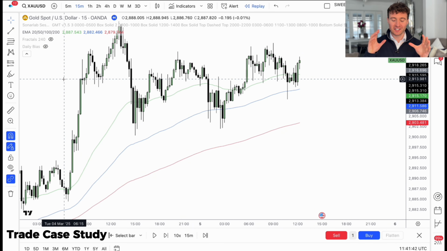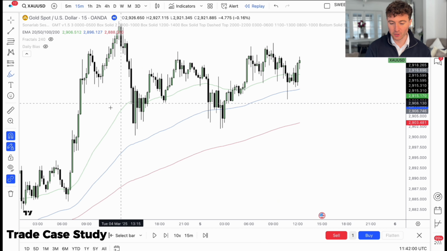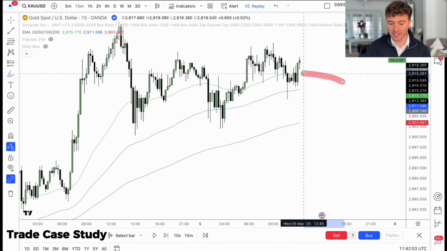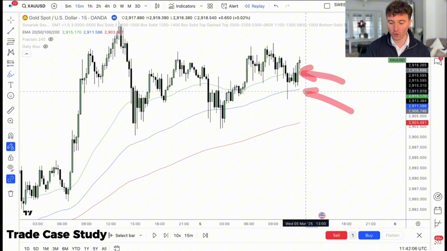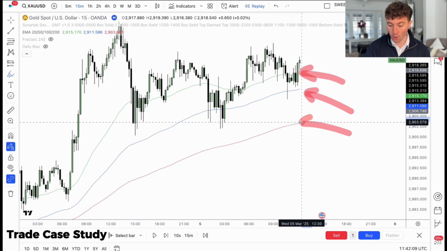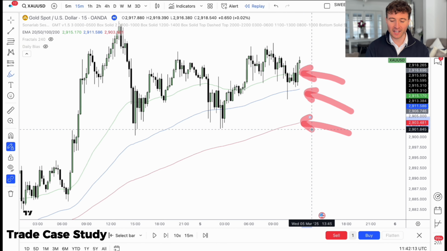You know, we're not looking at taking entries directly off of the EMAs, but we are just using them as an objective way to understand, are we looking for longs here or are we looking for shorts? So you can see right here, the 50 EMA is greater than the 100, which is greater than the 200. Therefore, this indicates we are long bias on this market.